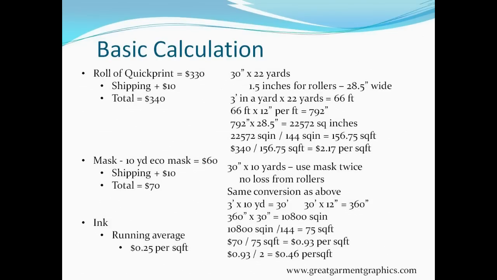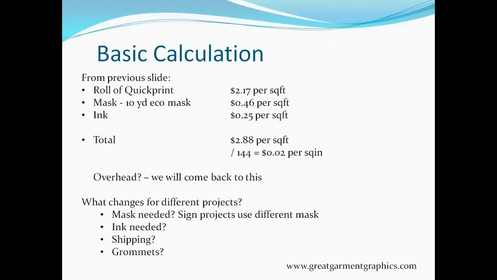And this one pulls up the information from the previous slide. I've got the roller quick print, the mask, and the ink, and how much it cost me per square foot on each one of those. And I add them all up, and I get $2.88 per square foot to work with this media. If I wanted to get it down to square inch, simply, once again, divide it by 144, and I get my cost per square inch on that.